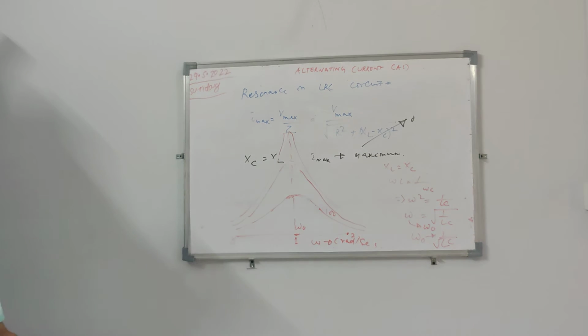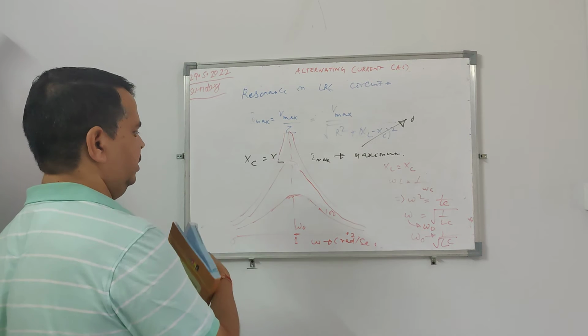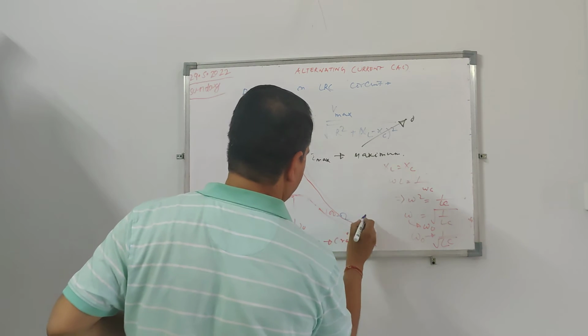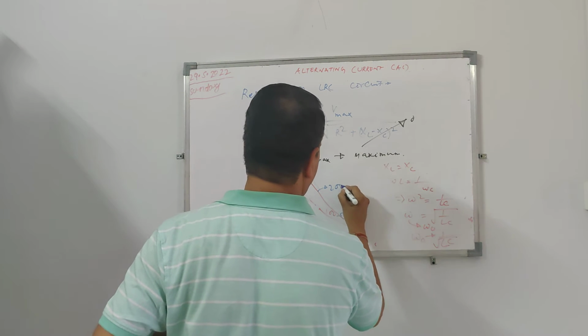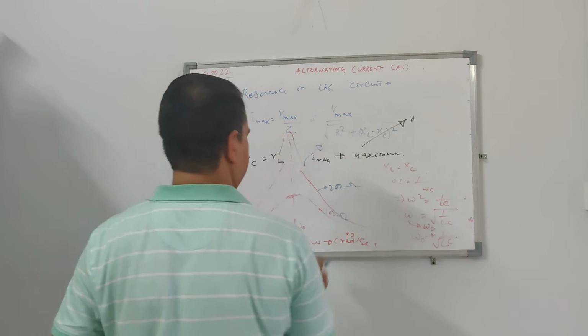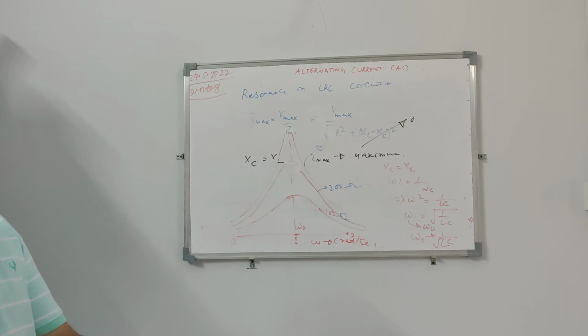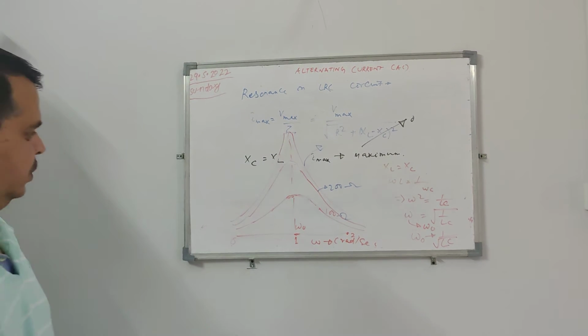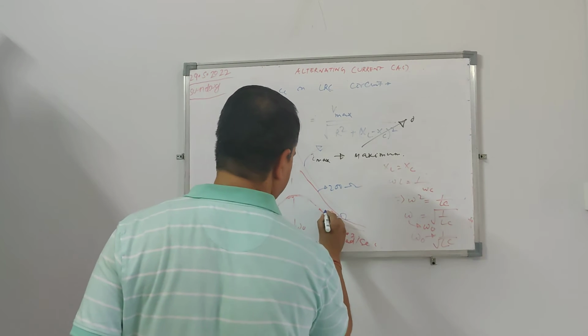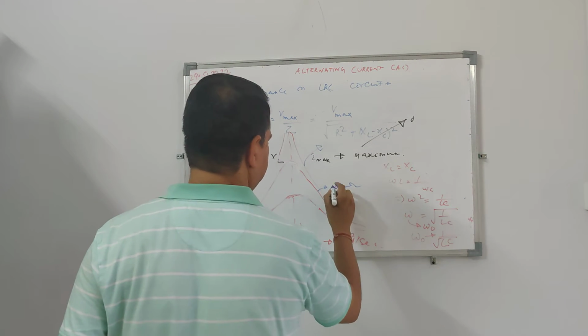This curve is for 100 ohm, and this curve is for 200 ohm. Sorry, actually the lower one is 200 ohm. So the more the resistance, the lesser the current, right? They are inversely related. This is 100 ohm.